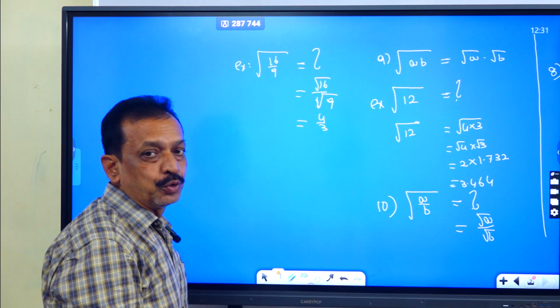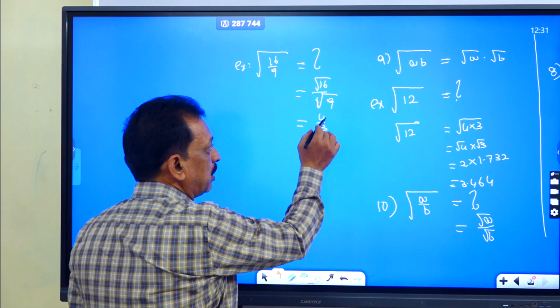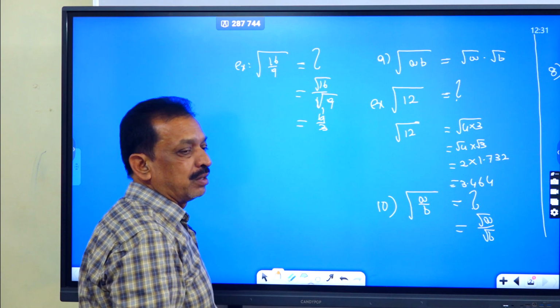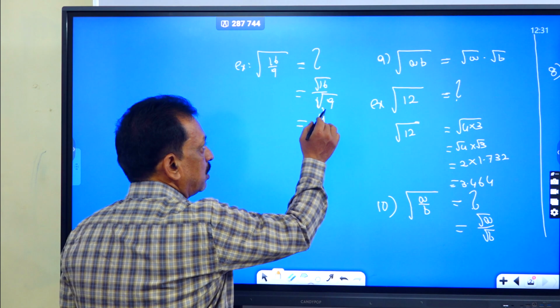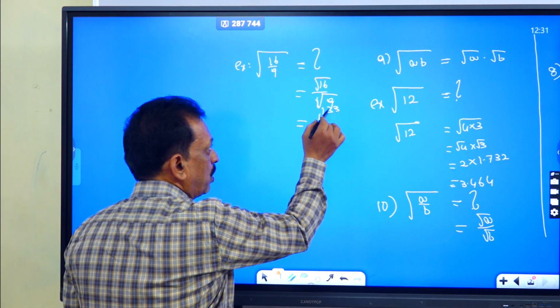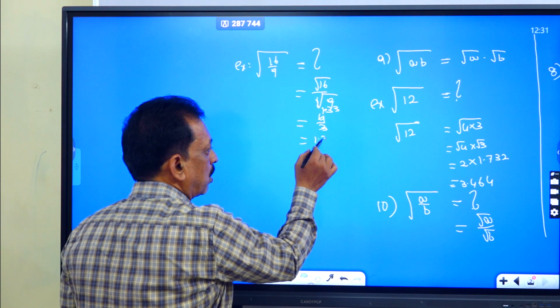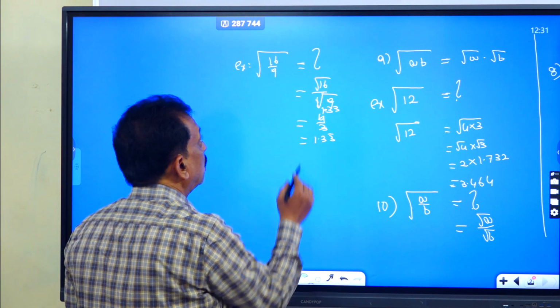So what is the 4 by 3 value? 1.33. 3 ones are 3, remainder is 1. Put a decimal point, 10. So 3 threes are 9, like this it goes on. 1.33 bar, no end at all.